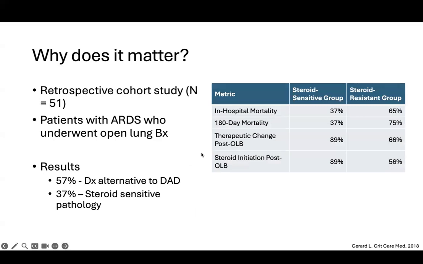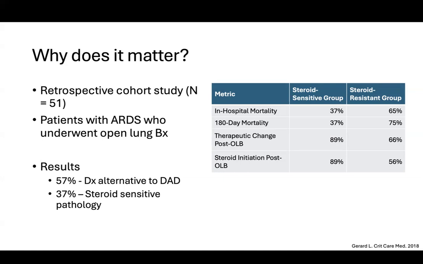Let's look at another study that was published in 2018. This was also a retrospective study of about 50 patients with ARDS, and all of these patients underwent open lung biopsy. Whoever had an open lung biopsy, they included them. They found that about 60% of the patients did not have diffuse alveolar damage. Now, diffuse alveolar damage is the characteristic histology for ARDS, right?